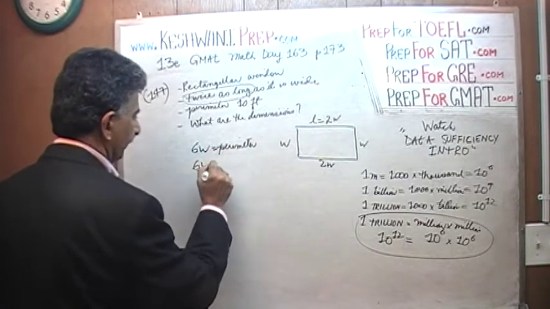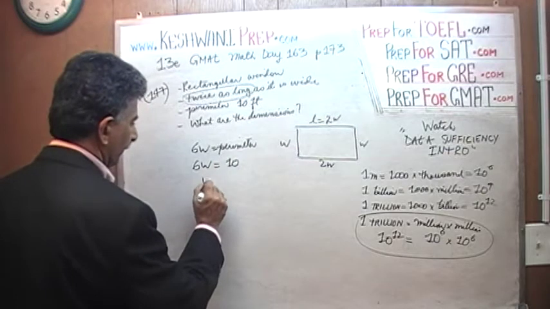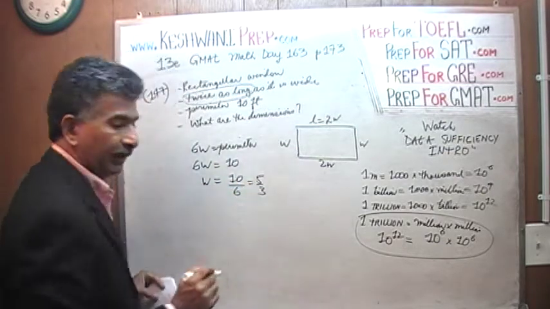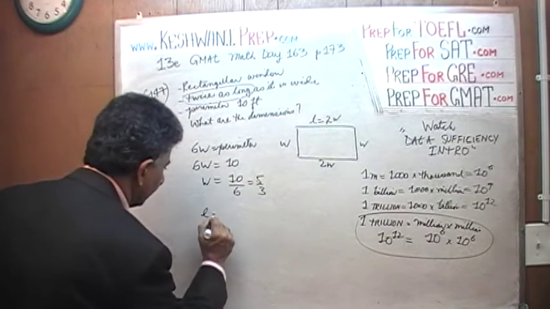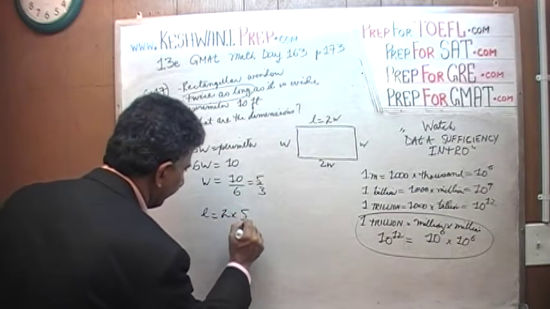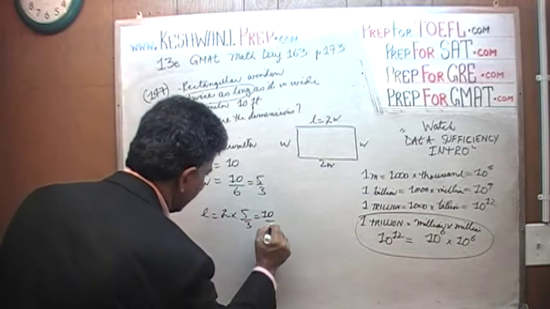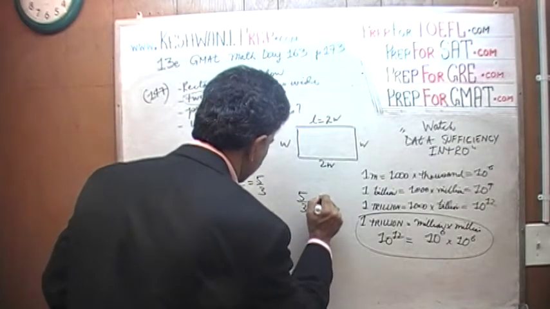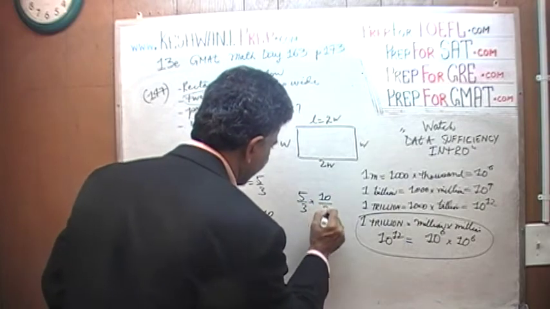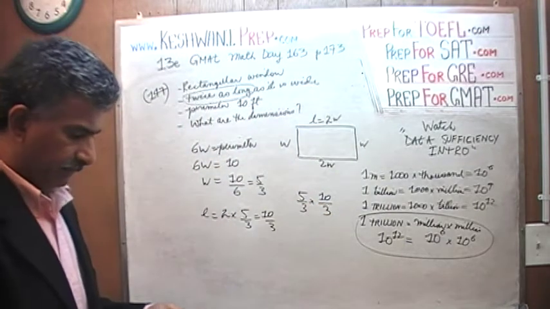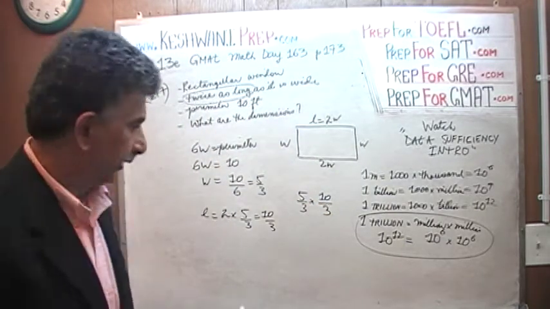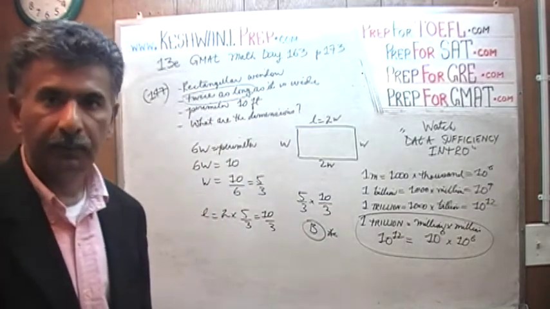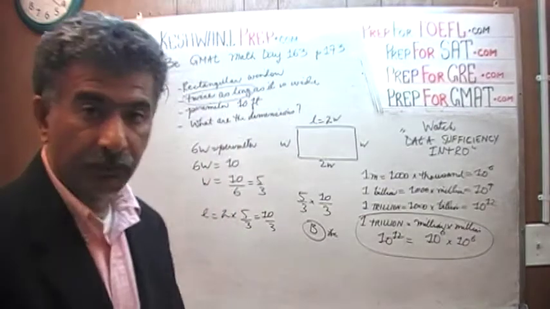And therefore we know that 6w equals 10, therefore w equals 10 over 6 or 5 over 3, and the length, which is 2 times 5 over 3, is simply 10 over 3. So the dimensions are 5 over 3 by 10 over 3, and that answer is D. That's all. Nothing to it.